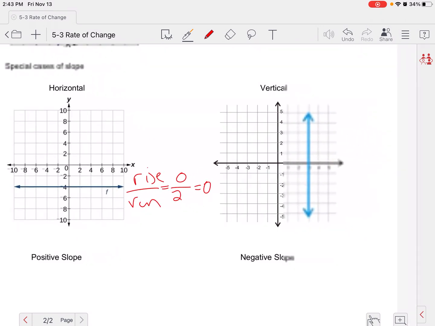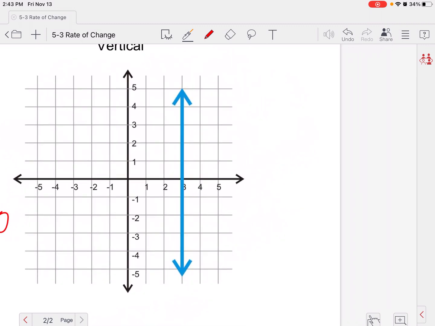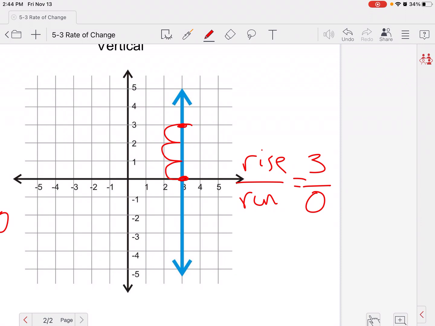Okay. Now a vertical slope, again, if we look at the rise over run here, okay, if I pick 2 points on the line, it doesn't matter what 2 points, I'm going up 1, 2, 3. But then I don't have to go left or right to get to my next point, so that's 0. We cannot divide anything by 0. We talked about this earlier in the school year. This is undefined, okay? We cannot divide by 0.